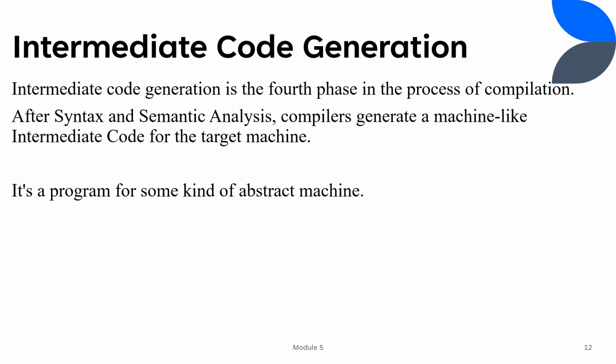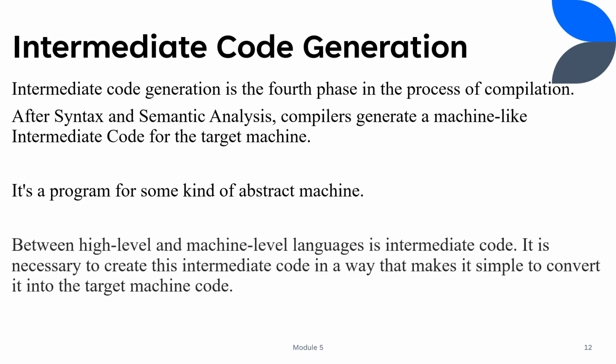To help you understand it, in Java also an intermediate code is created. Java compiles a program using the Java compiler, that is Javac. This Javac converts the source program into an intermediate code which is known as bytecode, and this bytecode is then submitted to a virtual machine which is known as Java virtual machine. Similarly, compilers also create an intermediate code for some abstract machine. Thus, between high-level and machine-level language resides the intermediate code.